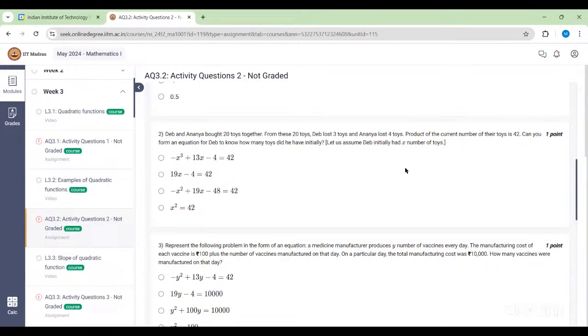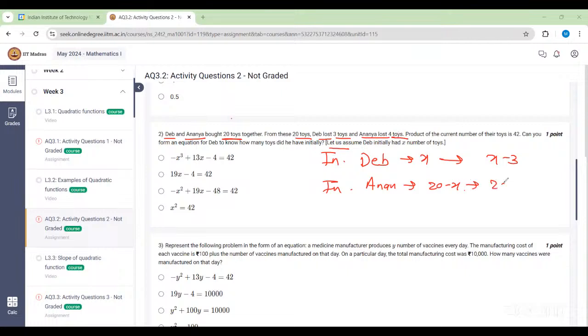Let us assume that Dev initially has x number of toys. We'll construct an equation given the information. It says that Dev and Ananya brought together 20 toys. So if initially Dev has x toys, then Ananya initially has 20 minus x toys, correct? From these 20 toys, Dev lost 3 toys and Ananya lost 4 toys. So Ananya now has 20 minus x minus 4, which is nothing but 16 minus x toys.